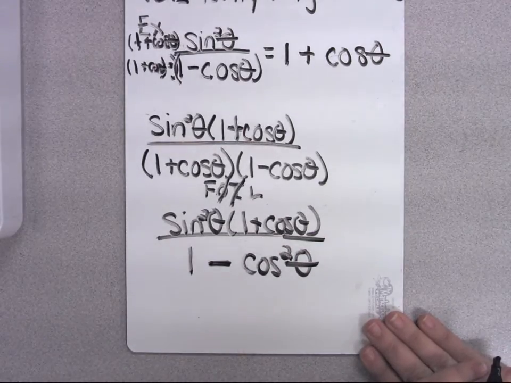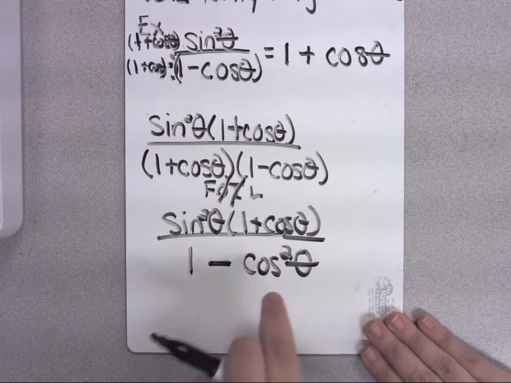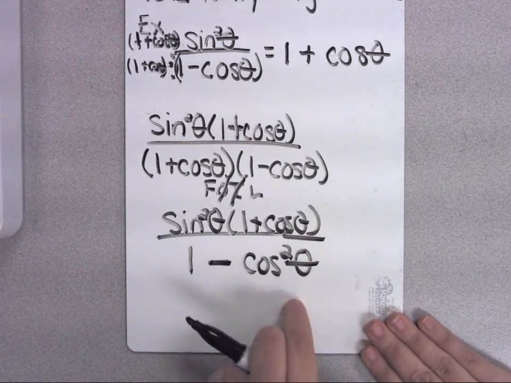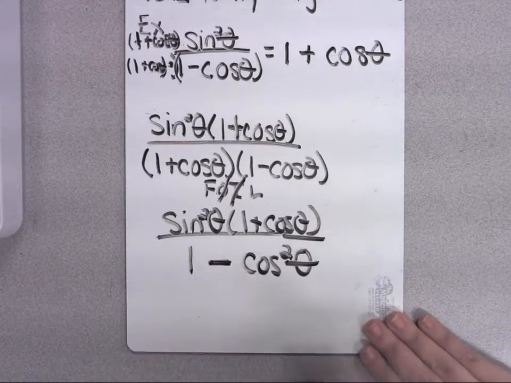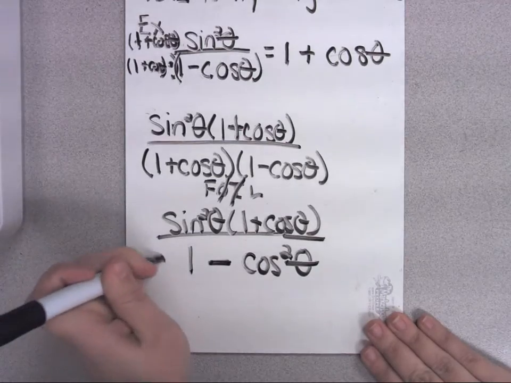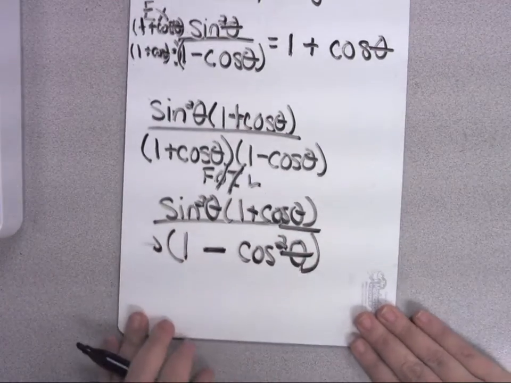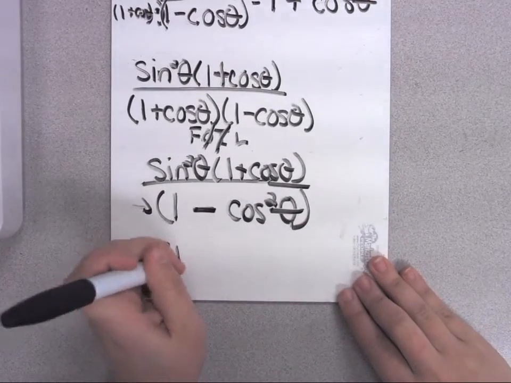Now, 1 minus cosine squared. Is that a trig identity? What can this all be replaced with? Just this guy. This can all be replaced with sine squared. So we have the top.